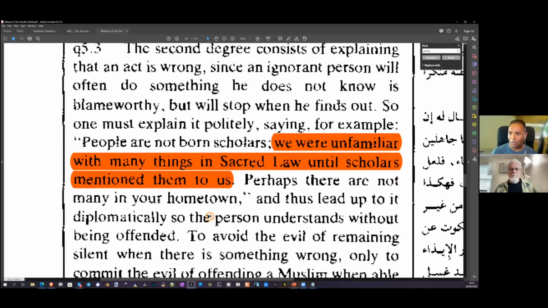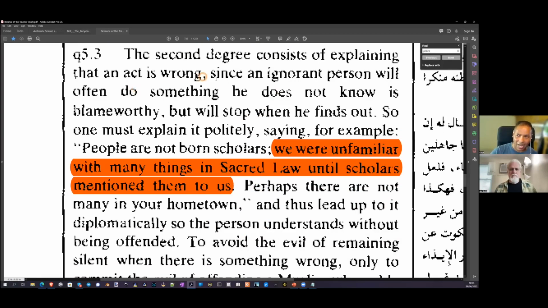So, now, people are not born scholars. Now, the second degree exists: explaining that an act is wrong, since an ignorant person will often do something he does not know is blameworthy, but will stop when he finds out. So one must explain it politely, saying, for example, people are not born scholars. Have you asked a scholar? We were unfamiliar with many things in sacred law until scholars mentioned them to us.